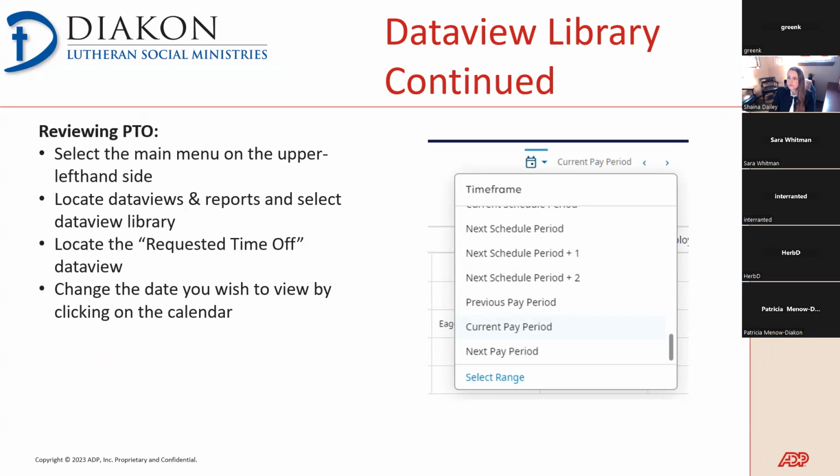And then if you're going to be looking at your PTO, again, this is another area in the data view library. You're going to select from the main menu again, data view reports, and then the requested time off. And in there, you can go through, change your periods, much like the other screen Shana showed you, and look to see what PTO is requested there for all your staff.